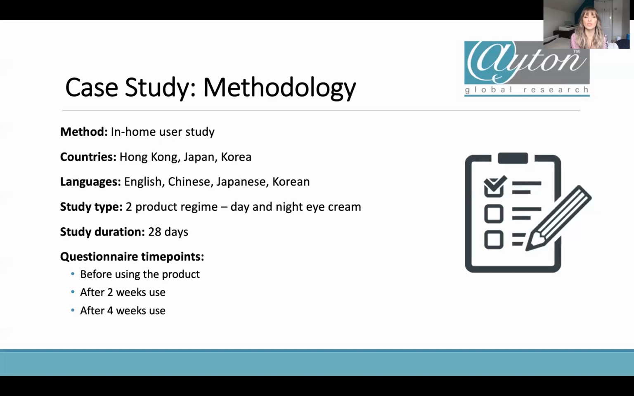The duration for this one was 28 days or 4 weeks. So obviously this has some anti-aging claims in it. So we wanted to make sure we had enough time to get the kind of effects perceived by the consumer.